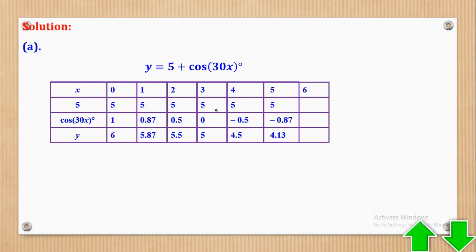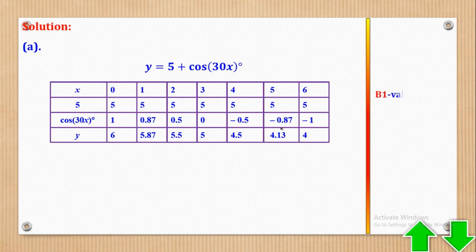And lastly, when x is 6, this remains 5, but here we shall say 30 times 6 to come up with 180. Therefore cos 180 degrees is equal to negative 1. Therefore when I add these two, I'll come up with 4. So basically that's the table they wanted us to draw in part A.